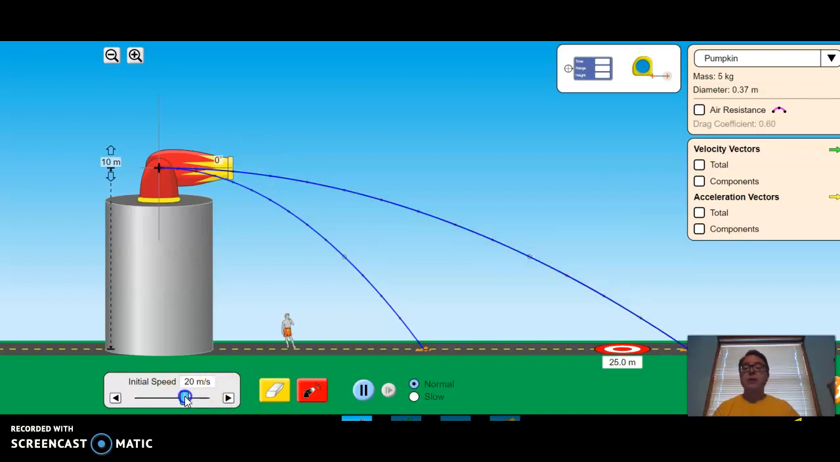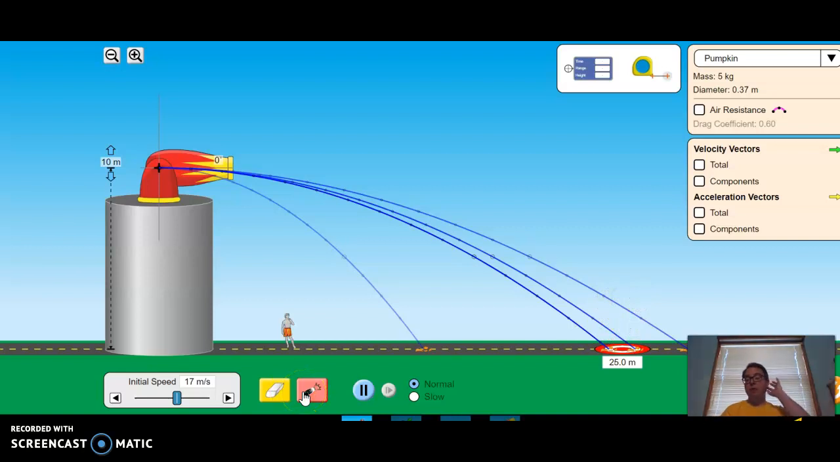So let's see, maybe 18? Let's see if 18 hits it. Yes. I wonder if 17 will hit it too. Yes, there we go. Okay, so 17 and 18 both hit the target. 17 meters per second.